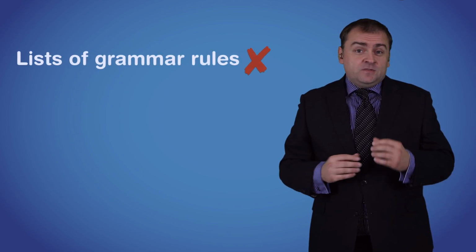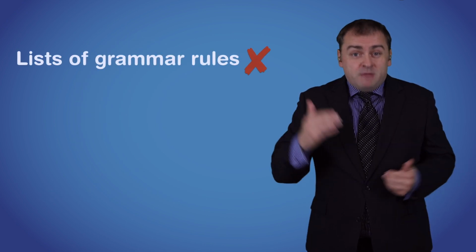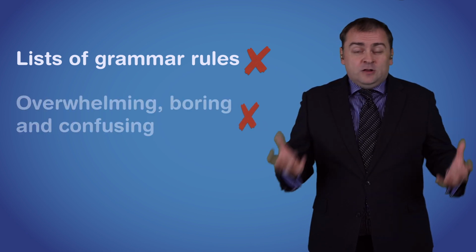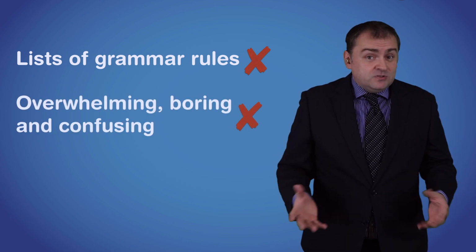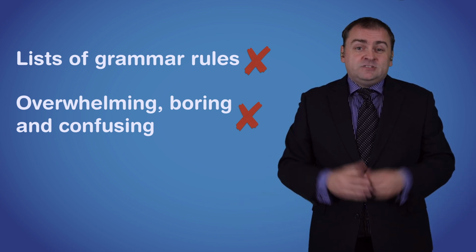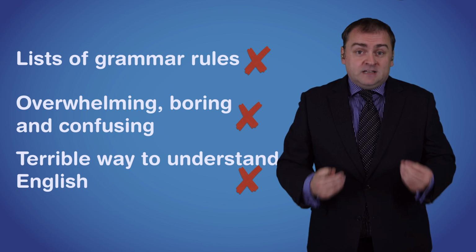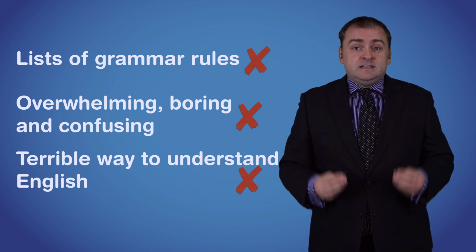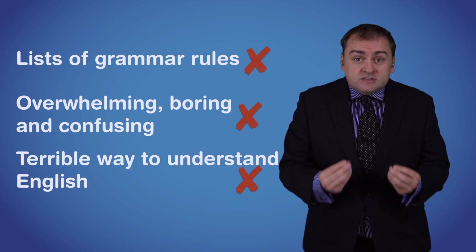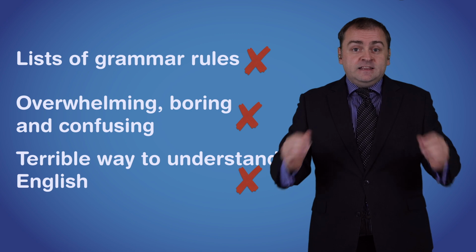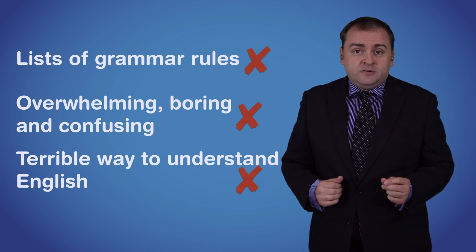English tenses are often taught as a list of rules to memorize. And when you learn English this way, you quickly get overwhelmed and bored and confused by all the exceptions and the irregularities. So this is actually a really terrible way to understand English, because it makes it difficult to understand how the language actually works. But there is a logic to English, and in this course, that is what we focus on.